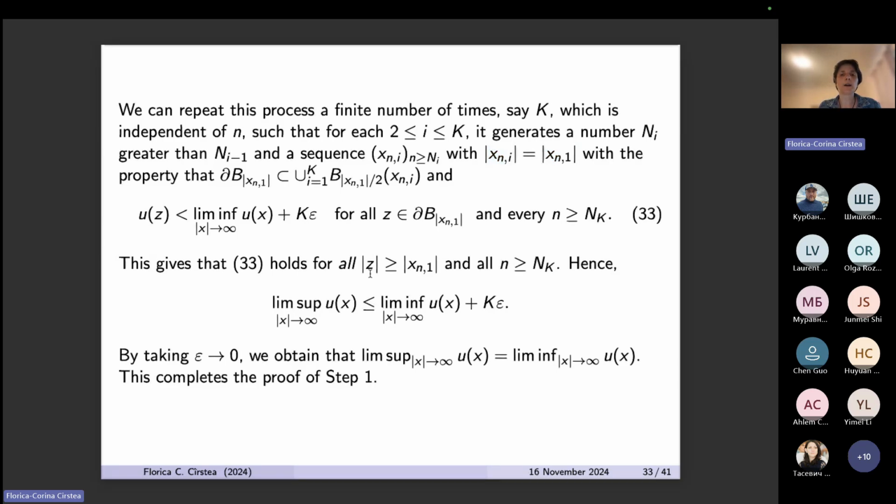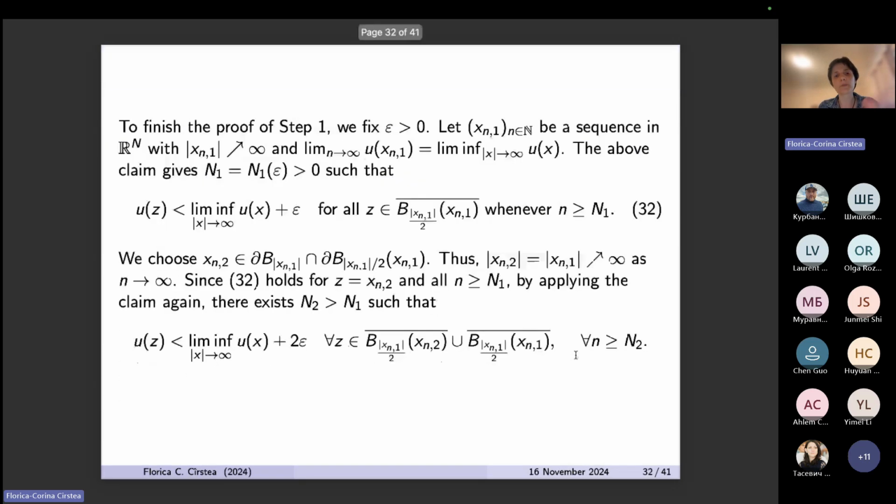And so that gives you, for all modulus z greater than or equal to modulus xn1, because remember what happens with the values of u as you increase the modulus: the values decrease with respect to the supremum. We use that fact to conclude that the limit superior of u is less than or equal to the limit inferior of u plus k epsilon. Then you take k epsilon going to 0. So the limit superior is equal to the limit inferior at infinity. That was the idea.